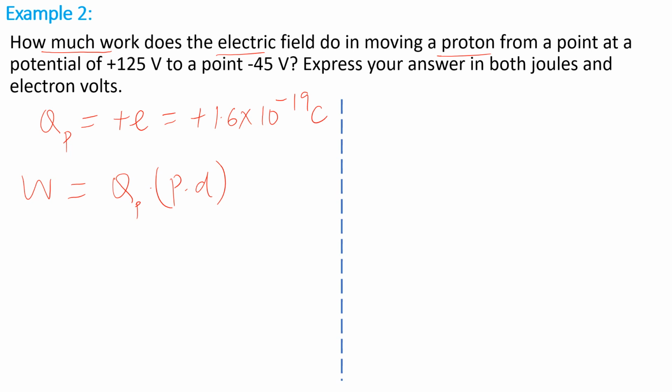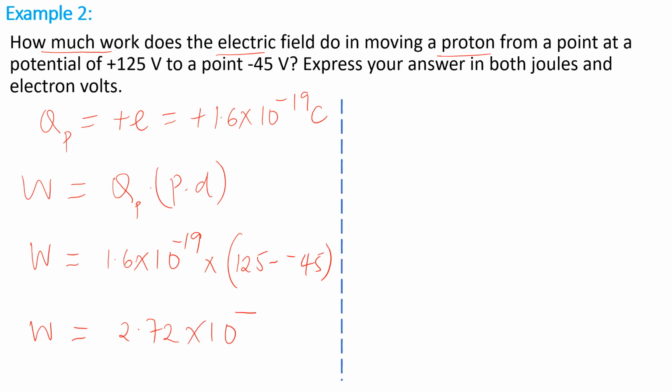So remember, according to the question, the proton is moved from a point whose potential is 125 volts to another point whose potential is negative 45 volts. Therefore, here the work done is going to be the charge of a proton, which is 1.6 times 10 to the power negative 19, multiplied by the difference in potential, which is 125 minus negative 45. Then we shall get 2.72 times 10 to the power negative 17 joules of energy.